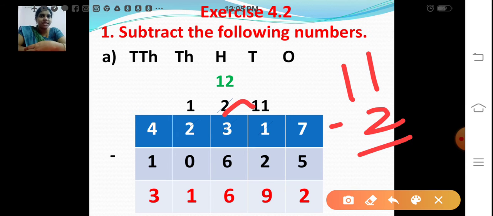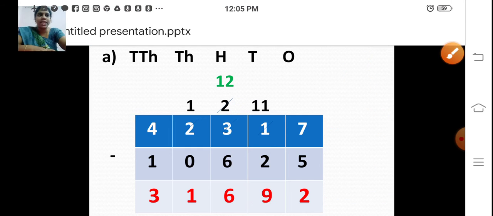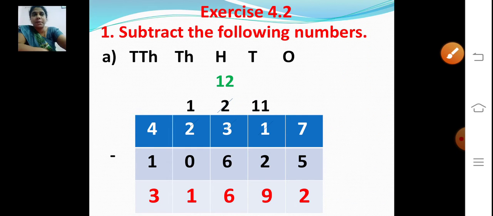Subtract these two numbers. 11 minus 2, start from number 2. Count forward till you reach 11. After 2, 3, 4, 5, 6, 7, 8, 9, 10, 11. 9. So 11 minus 2 is 9. Write it down, 9. Now let's move on to the hundreds place. Now what number am I having in the hundreds place? 2.